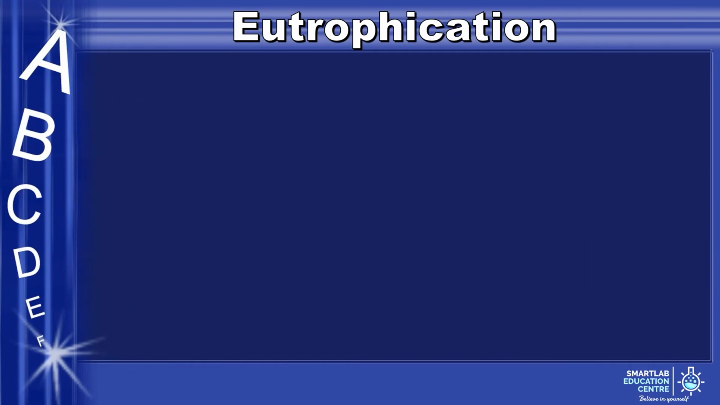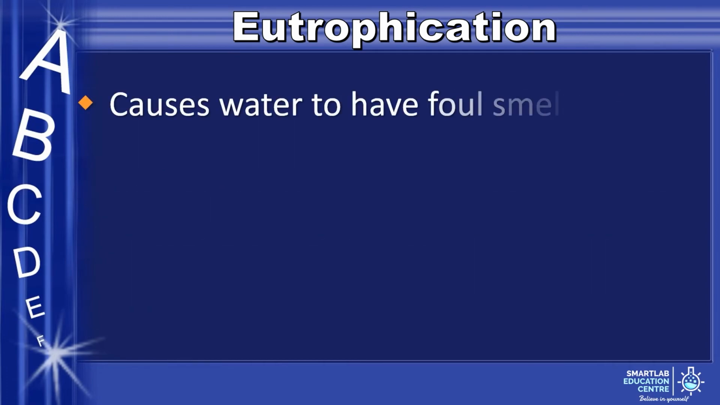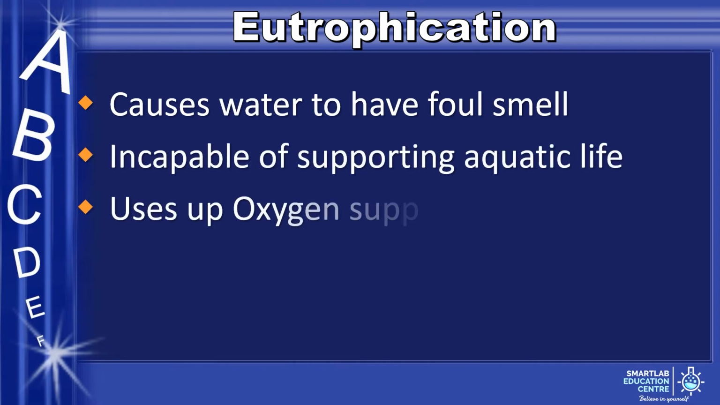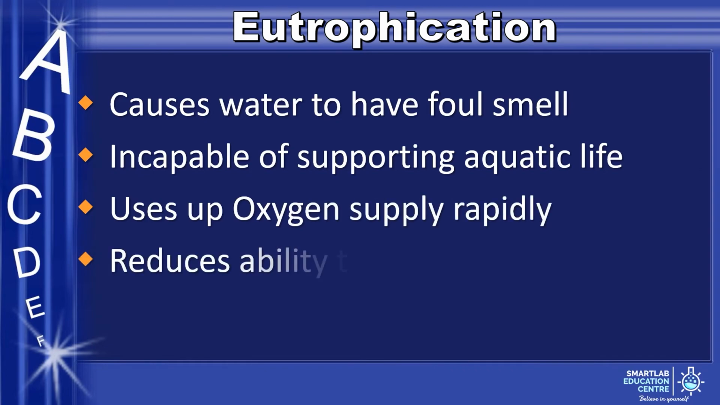Eutrophication results in water having a foul smell, and it causes the water body to be incapable of supporting aquatic life due to it using up oxygen supply rapidly and reducing the ability to produce oxygen supply in water.